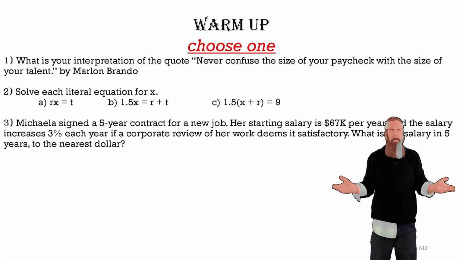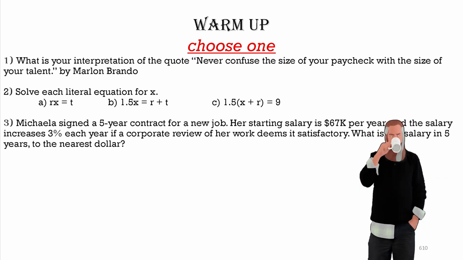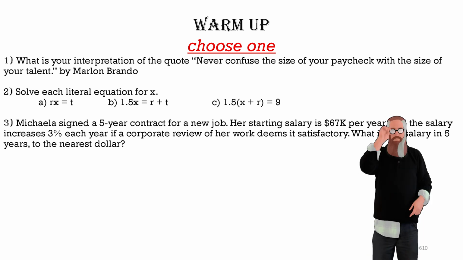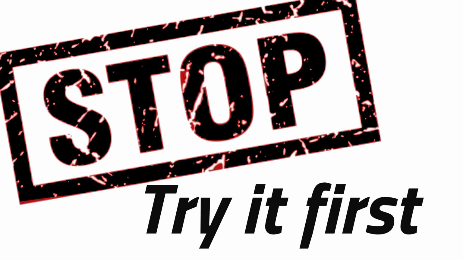Now let's take a look at a problem that you will be able to do by the end of this lesson. Michaela signed a 5-year contract for a new job. Her starting salary was $67,000 per year, and an annual salary increase of 3% each year if the corporate review of her work deems it satisfactory. What is her salary in 5 years to the nearest dollar?